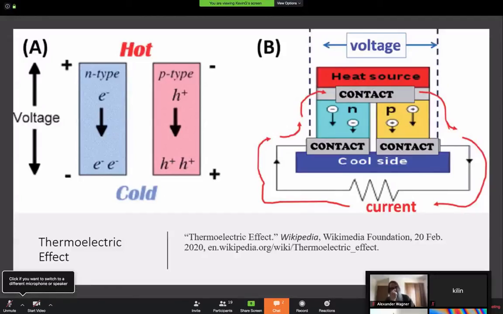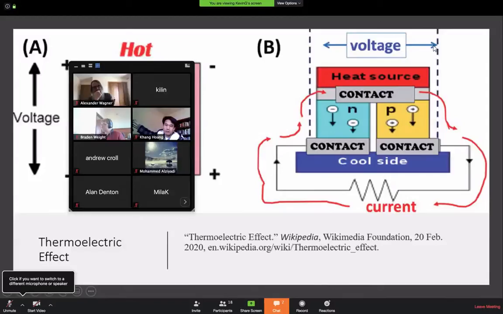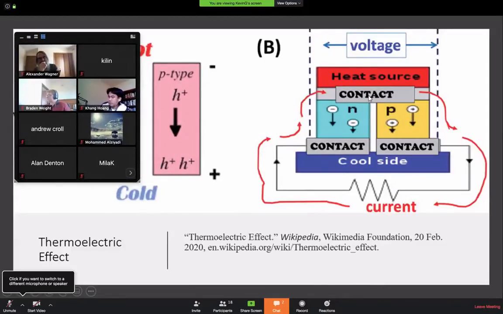Because you have electrons on both sides, they induce a voltage between them, and then that can be used to power a current. So panel A is the thermoelectric effect, and panel B shows the whole thermoelectric apparatus, and that's being used to power an electric circuit with the resistor right here. So this whole thermoelectric apparatus is supplying a voltage.